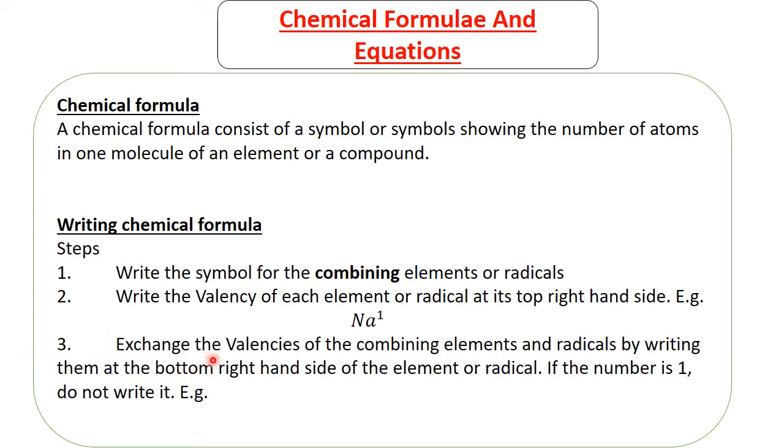Third, exchange the valences of the combining elements and radicals by writing them at the bottom right hand side of the element or radical. If the number is 1, do not write it. So what I'm trying to say is something simple. If you haven't understood the English here, you can just take this demonstration.